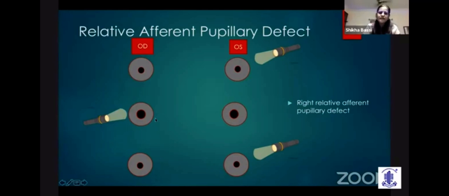This dilatation is because there is no constriction occurring here, but the dilatation is because of the withdrawal of this stimulus. So this is a swinging flashlight test which is done to diagnose relative afferent pupillary defect, and the eye with the optic nerve damage, that pupil dilates.